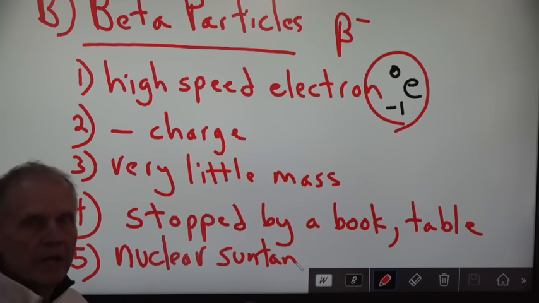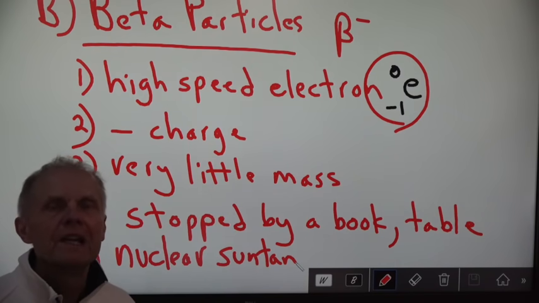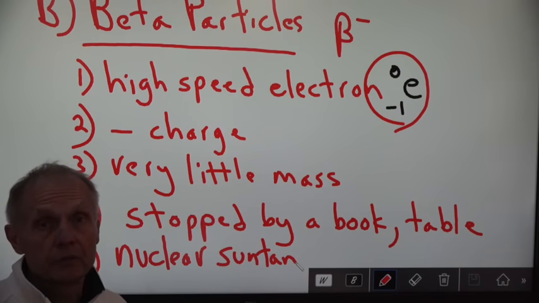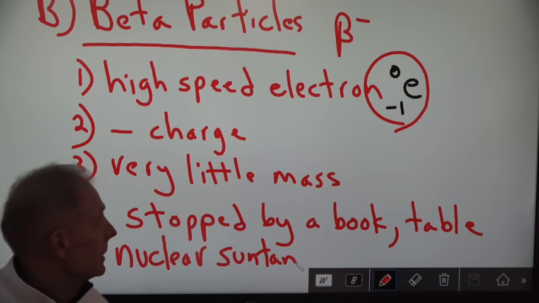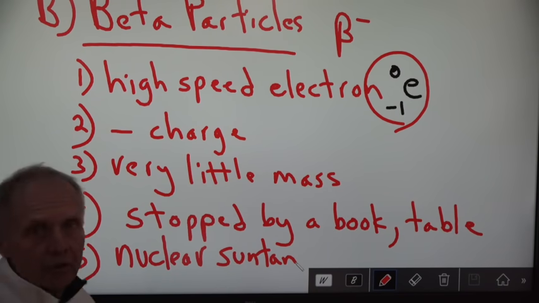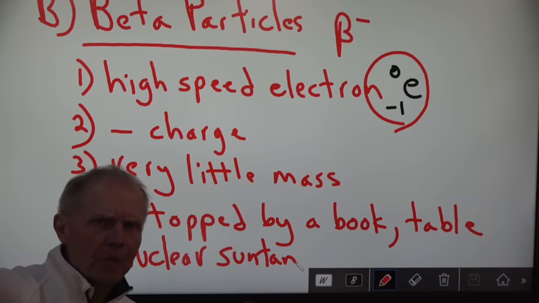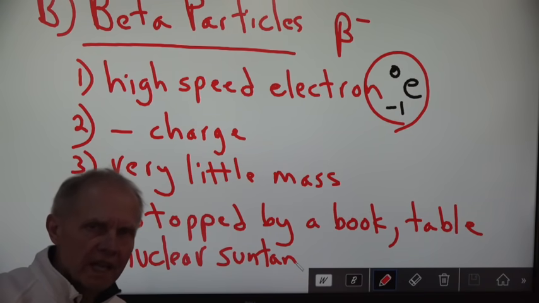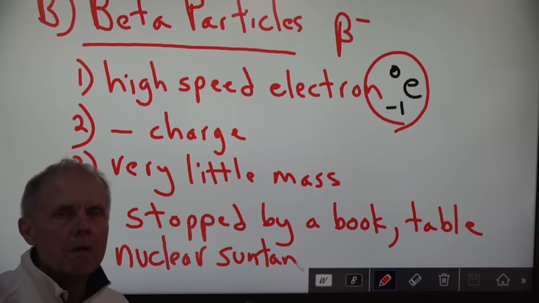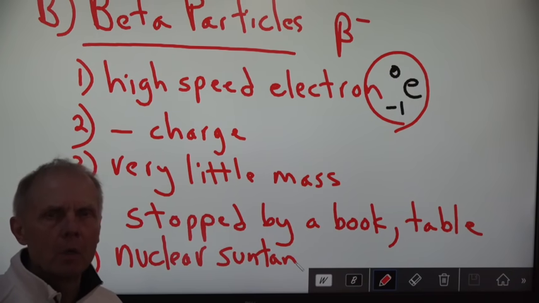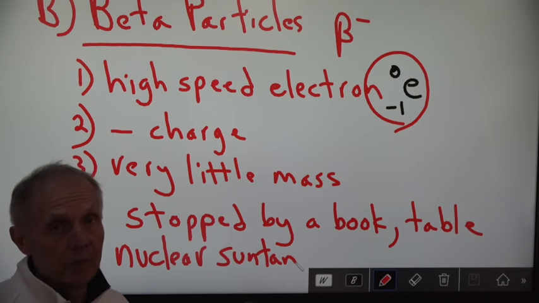So a nuclear suntan is due to getting hit by tons and tons of beta particles. And it is lethal. It will kill you. All right, so now we have this. We got the bulldozer alpha particle, doesn't penetrate too much. We have the cannonball beta particle, very quick, penetrates more, but they're much smaller than the alpha particles.